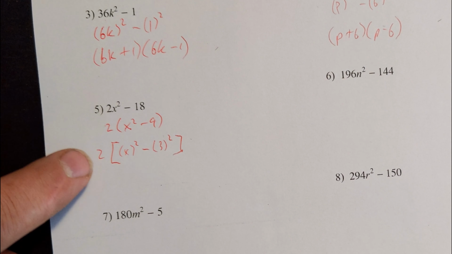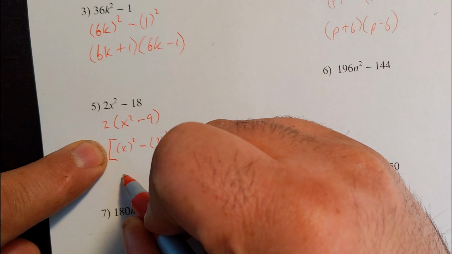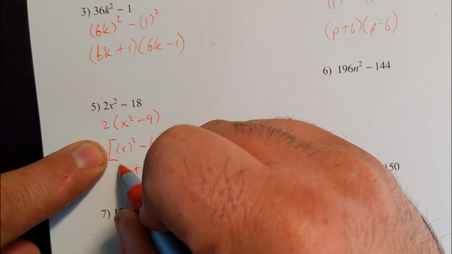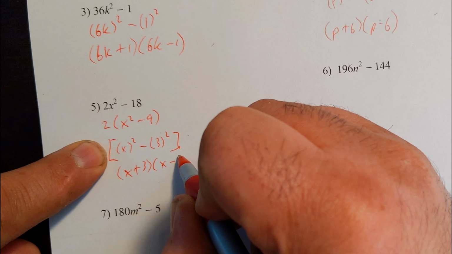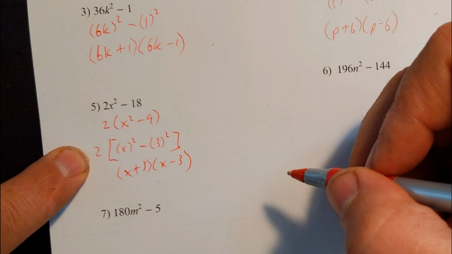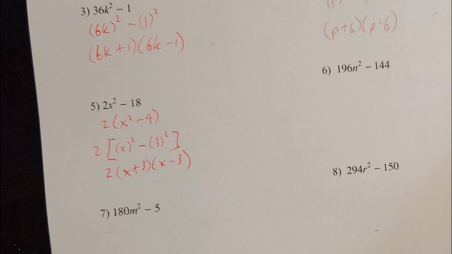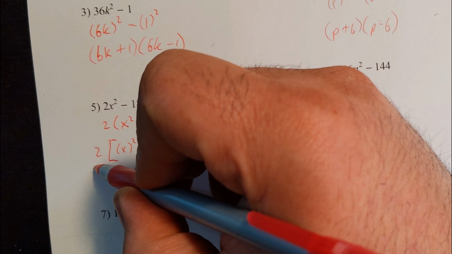So that means if you ignore this 2 for a little bit, in here you have x plus 3 and x minus 3. And all we're going to do with this 2, the greatest common factor that we factored out, we're going to put it right here in the front. So this would be your final answer.